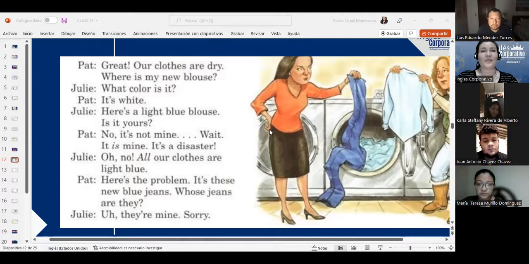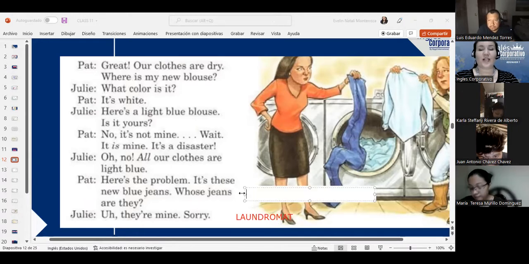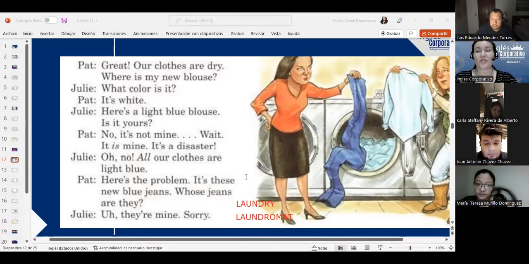A laundromat? The laundromat, right? Let me change the color so you can see it. It's called a laundromat. It's where you go and you do the laundry. What is the laundry? Cuando vamos a hacer el lavado de la ropa. Okay, to do the laundry is lavar la ropa, right? The laundromat is the place where you can go and do the laundry.